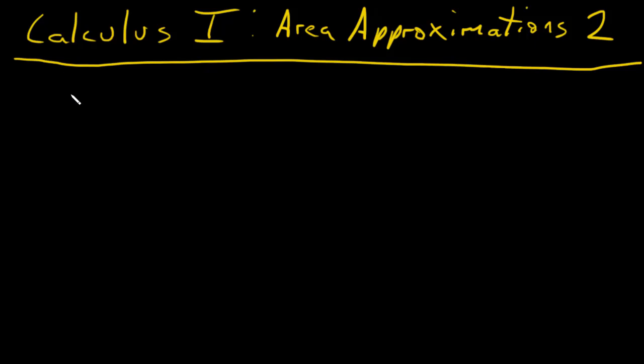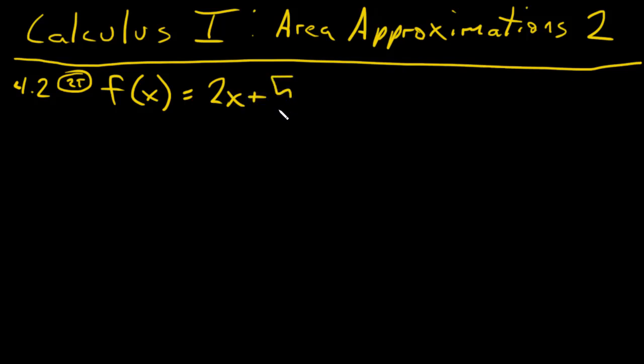Okay, so we are back and we are going to continue today with our area approximations. And before I get to that, let's go over number 29, which was homework from last night. So this is 4.2, number 29, and we had f of x equals 2x plus 5, and we're looking on the interval from 0 to 2.